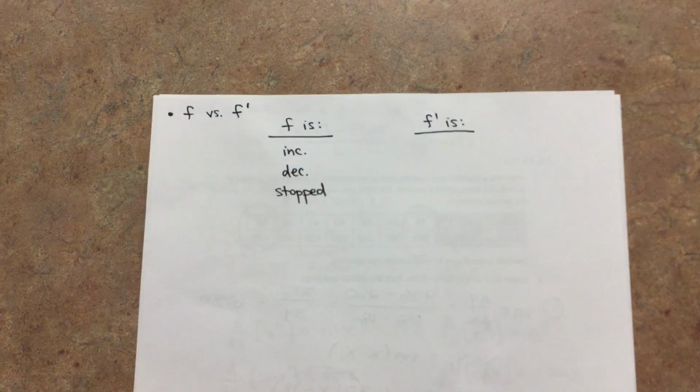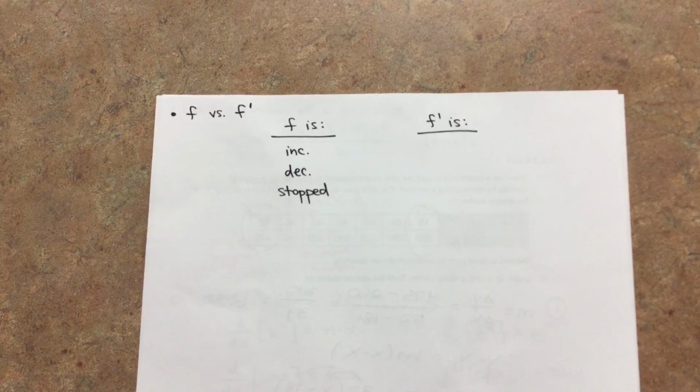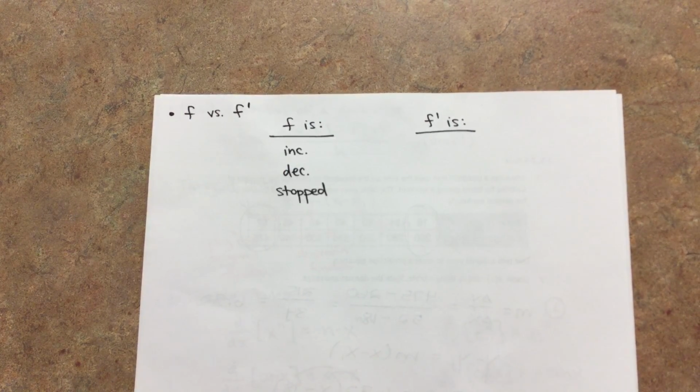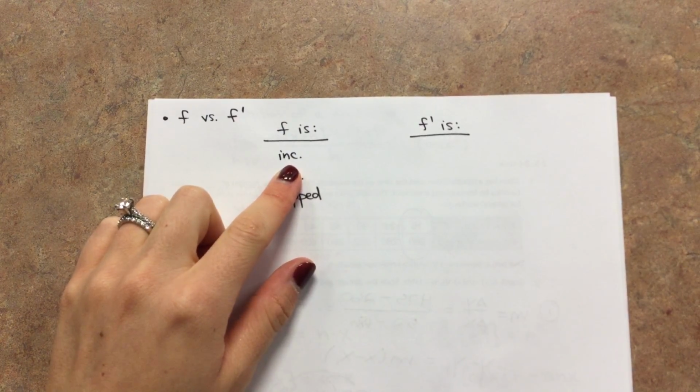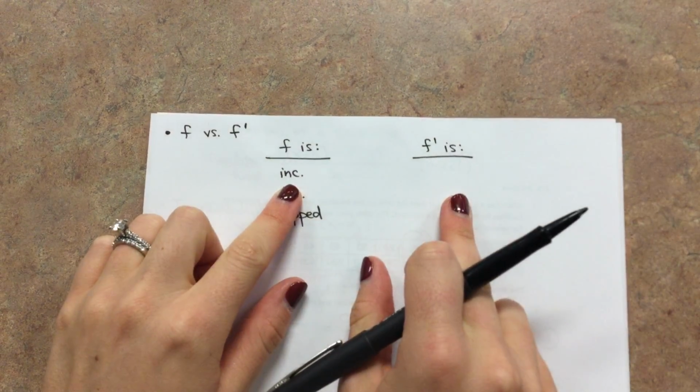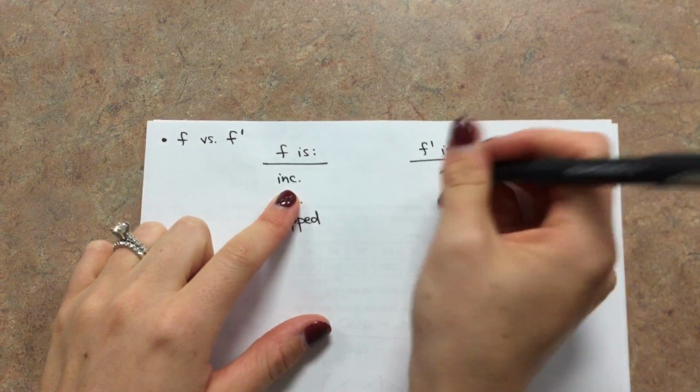Okay, these are the features I would suggest you look for when you are trying to match the original function to its derivative. So if the original function is increasing or decreasing or stopped, you should know what those three features should look like on the derivative. So if our original function is increasing, what would you see on that same interval of the derivative? Positive. Good.